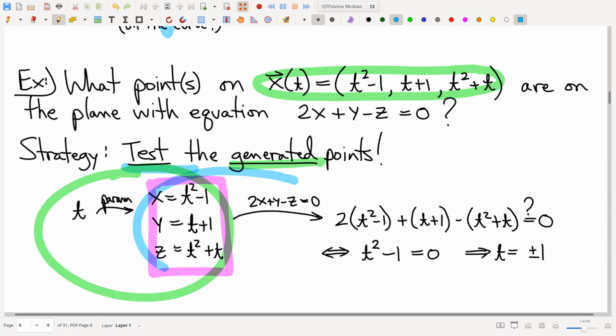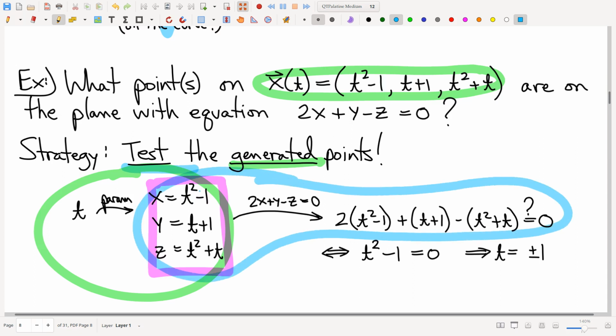And here's how we test those points. I take these points, I plug them into this equation, which becomes this, and then I ask, did it work? Right? For what values of t does this work? So we are literally testing points that we've generated. Does that make sense to everybody?